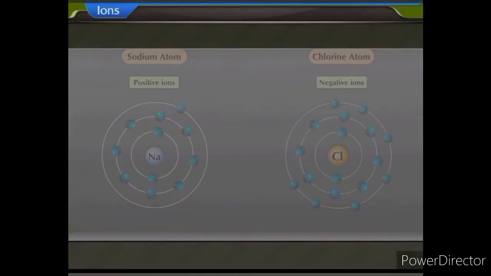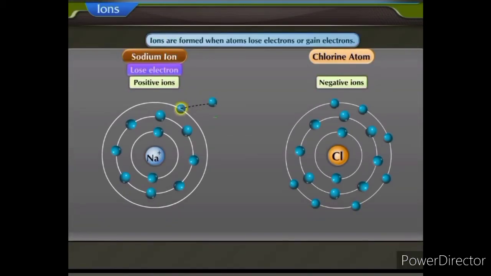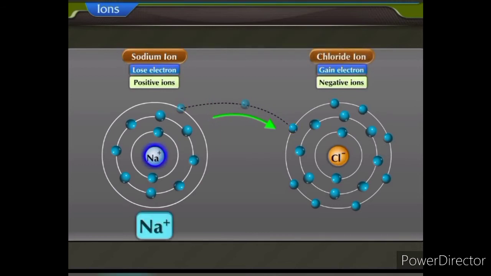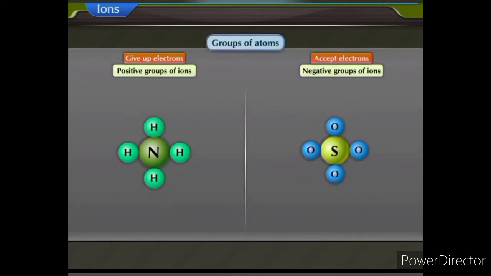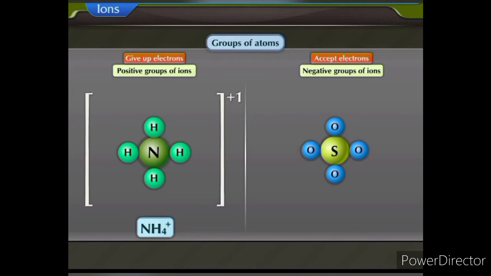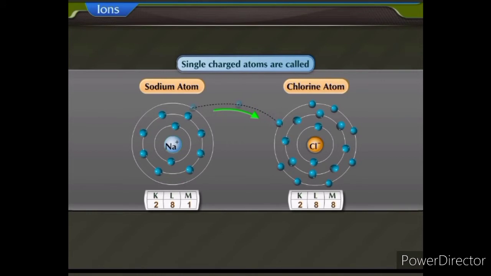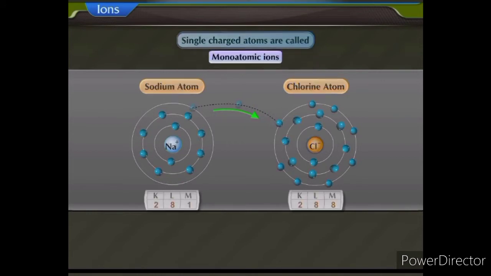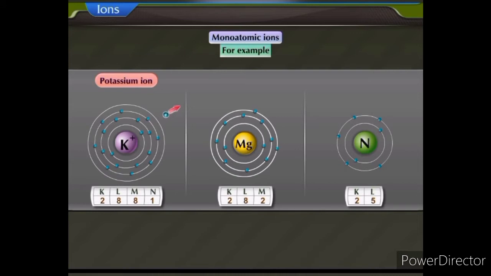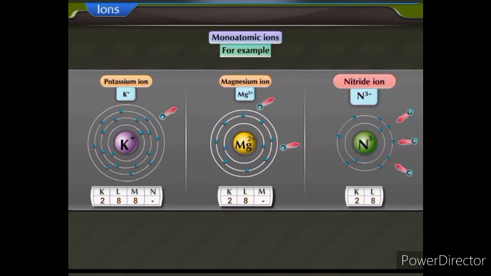Ions. Ions are formed when atoms lose electrons or gain electrons. Sodium ion is written as Na+ and chloride is written as Cl-. Sometimes groups of atoms also give up or accept electrons, forming positive or negative groups of ions. Single-charged atoms are called monoatomic ions. For example, potassium ion K+, magnesium ion Mg2+, nitride ion N3-.